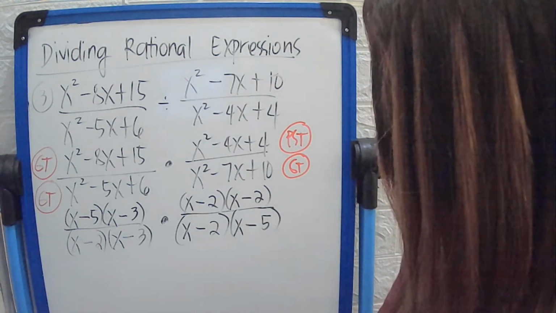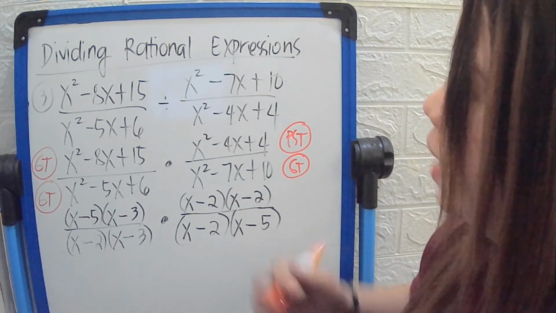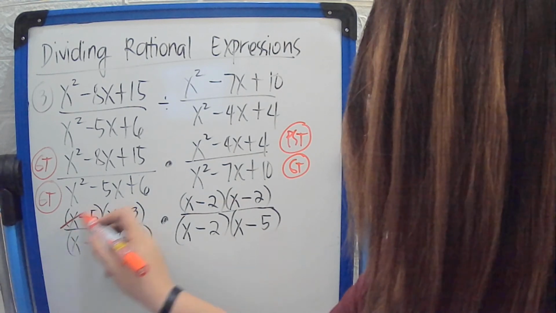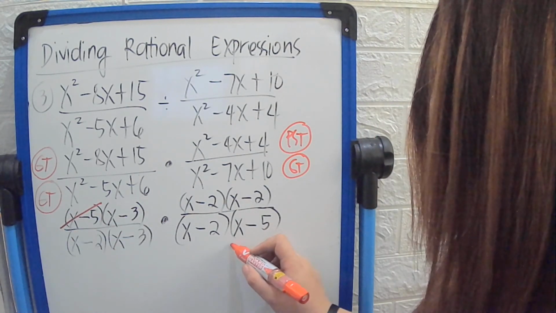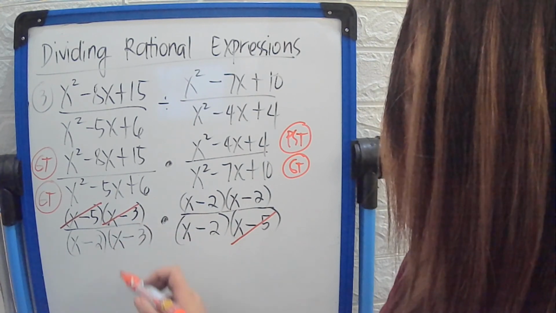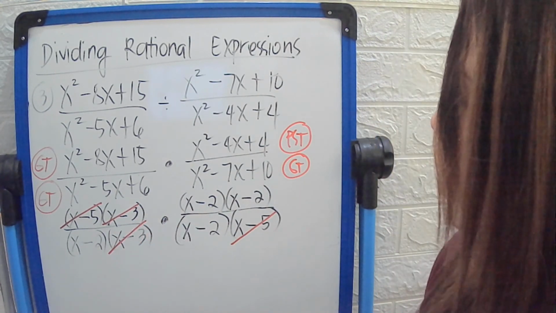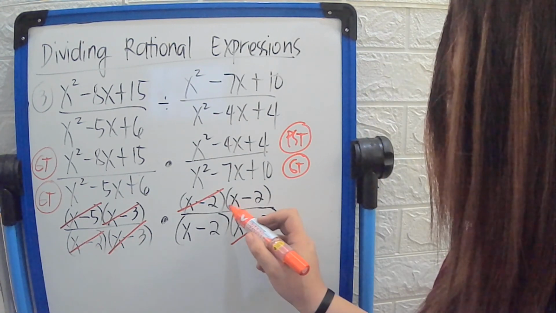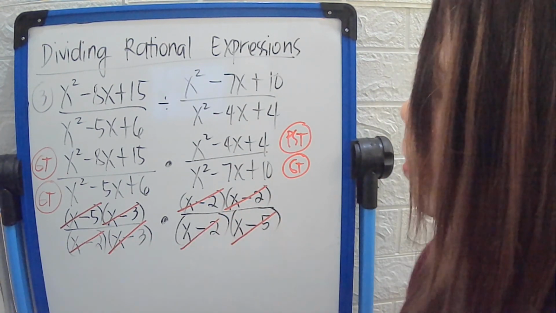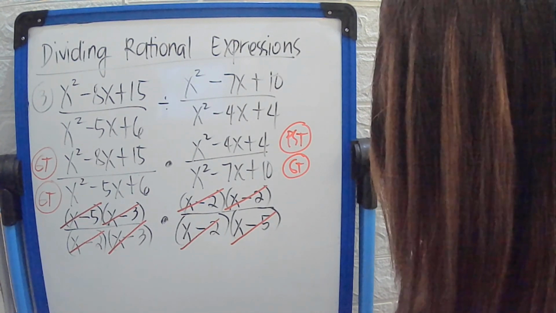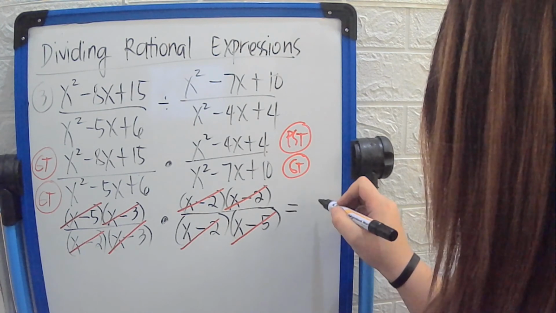So since we already have the factors, let us now eliminate those that are the same. So I have here x minus 5 in the numerator and x minus 5 in the denominator. X minus 3 here and another one here. X minus 2, then x minus 2. X minus 2, then x minus 2. So since I don't have anything left, your final answer is 1.